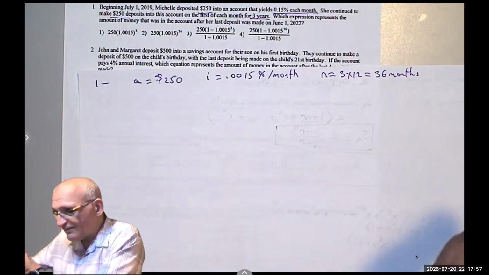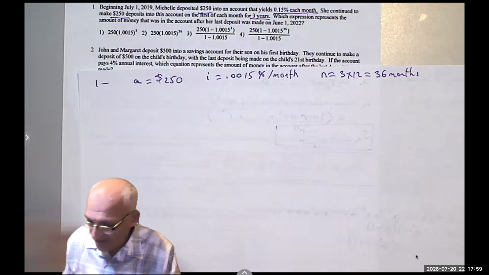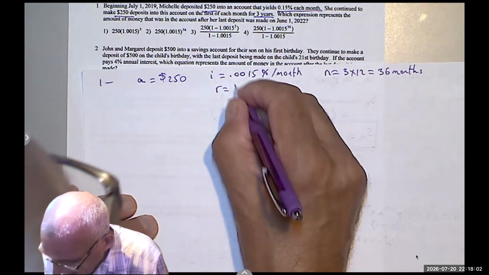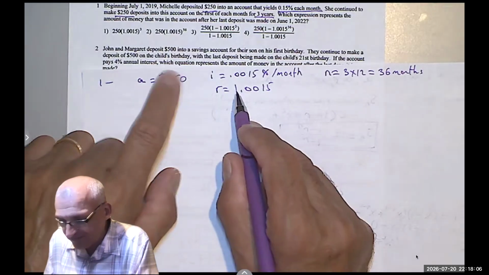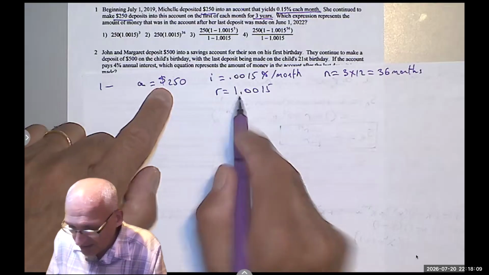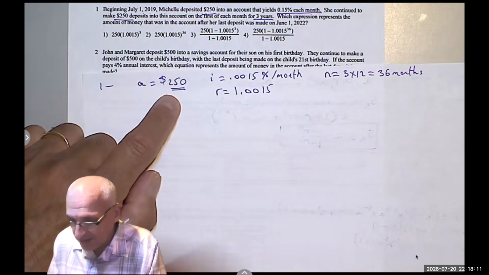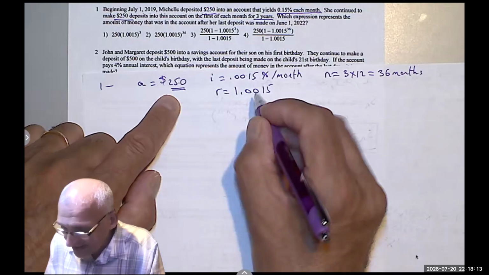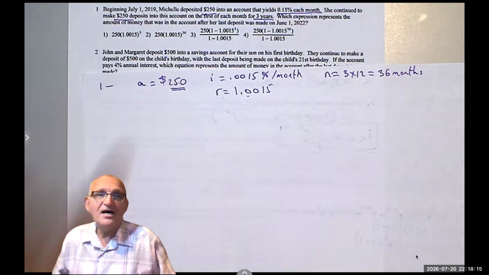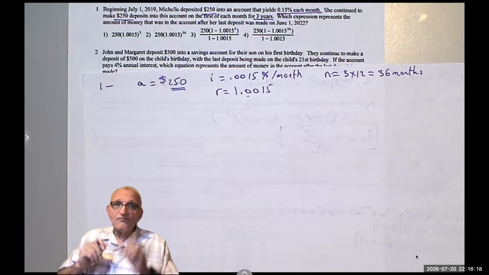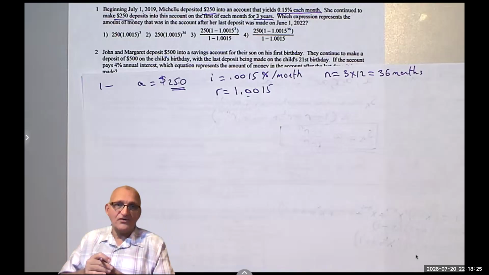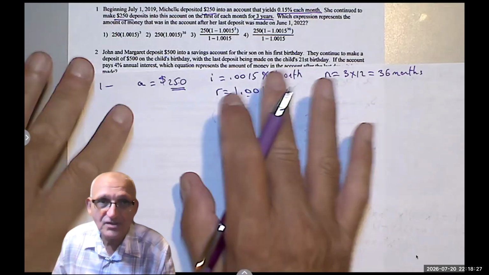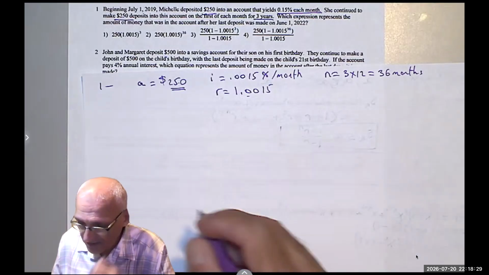So when I divide 252 by 250, I get R would be 1.0015. Because when I multiply 250 by that, 250 times 1 gives me the amount I deposited, and 250 times the interest part gives me the extra interest I get. So please don't use R as 0.0015. R is 1.0015. I had to spend time on this because I don't want you to get it wrong.